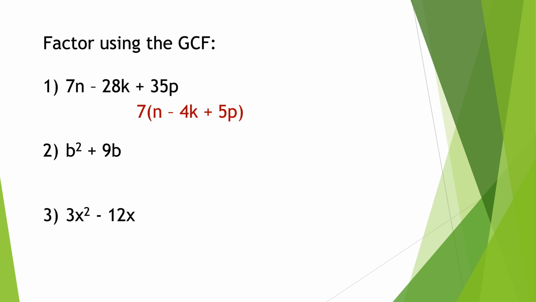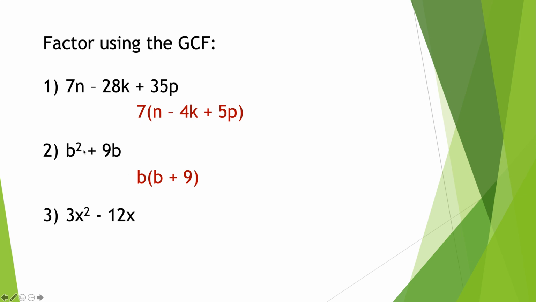Now, for number 2, we're not going to look for a numerical common factor. There is none, other than the trivial one. We're going to look for a variable common factor. So what do b squared and 9b share in common? Well, they share a b in common, so I'm going to factor out that b, and when I do that, I'm left with, I think, b plus 9.